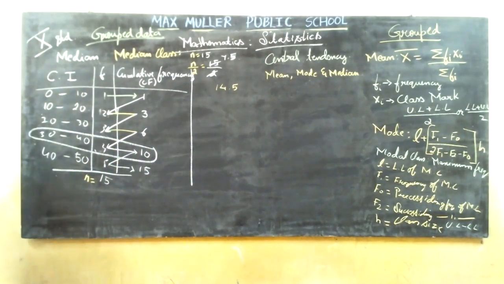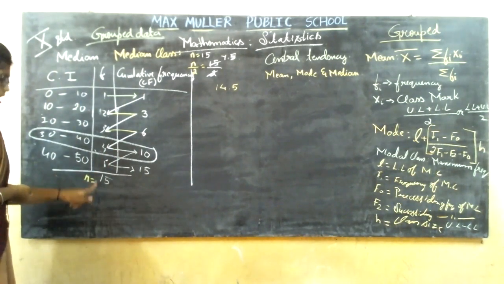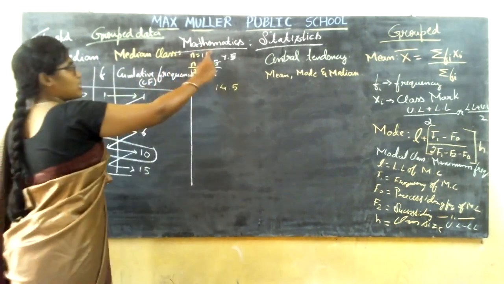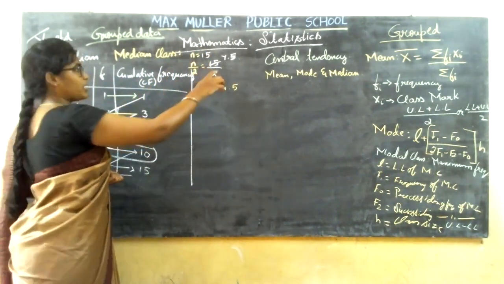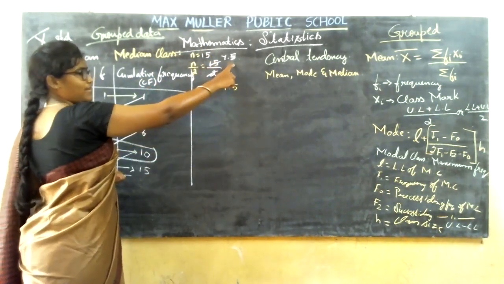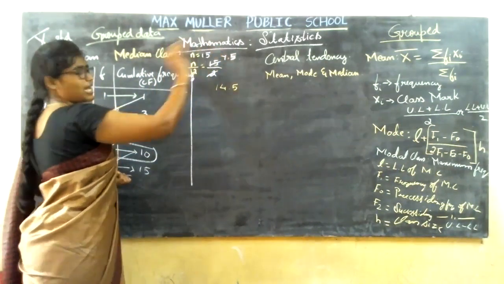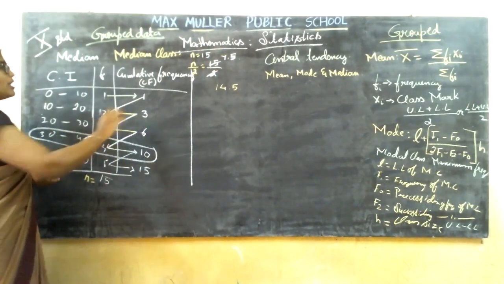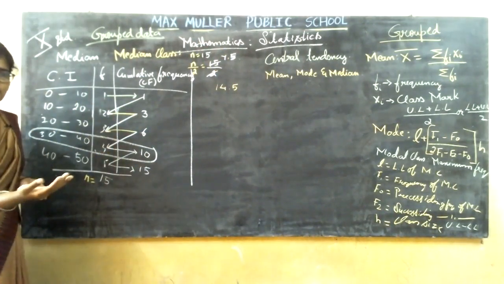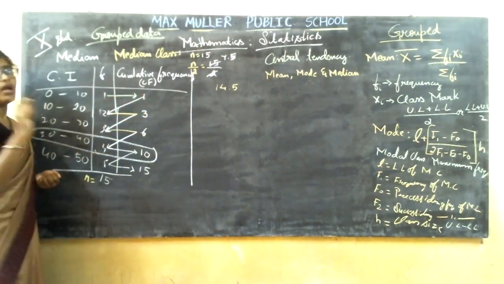How are you going to find this median class? First, you do the summation, that is n is equal to 15. Then you divide it by 2 to take the mid value. That is 15 divided by 2, you get 7.5. You keep this as it is. Let the median class be ready for us before going to the cumulative frequency table. Now how are you going to find the cumulative frequency? We are going to find it by using word building.